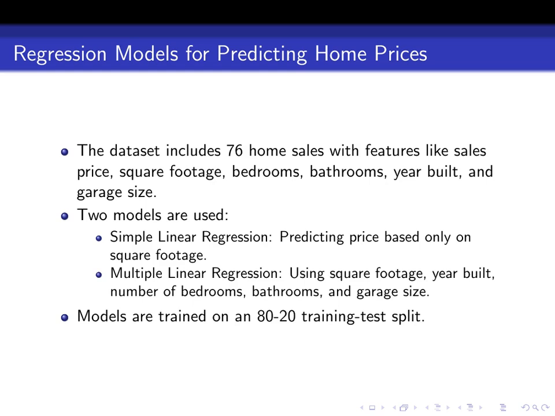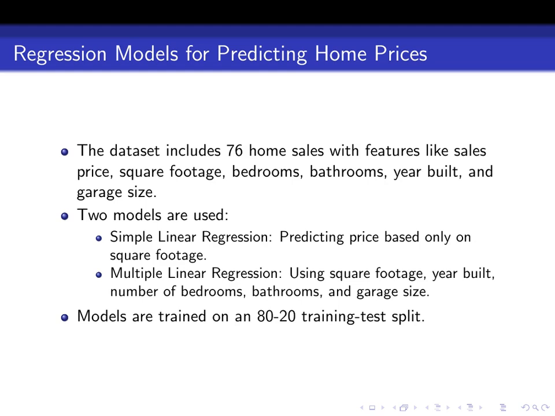The dataset we're working with includes 76 home sales near Seattle, Washington. It contains features like sales price, square footage, number of bedrooms and bathrooms, year built, and garage size.